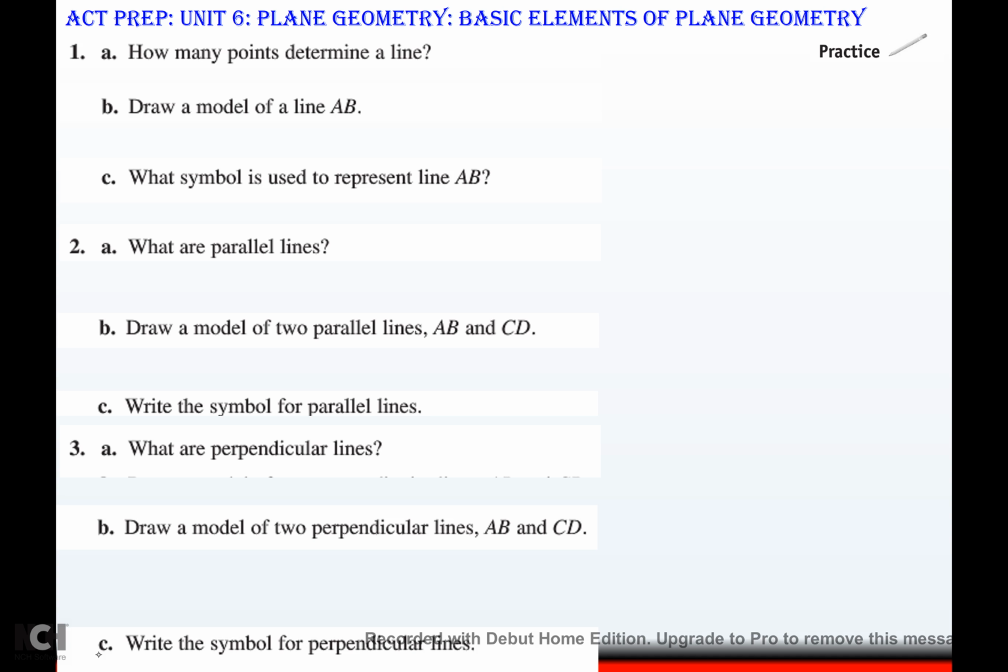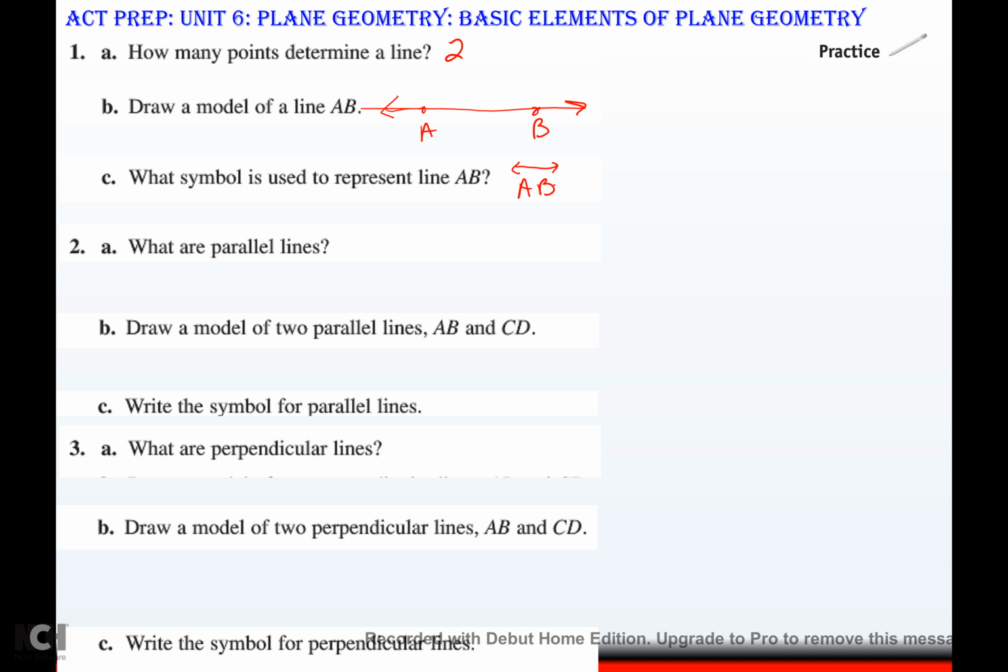Okay? Alright, so to do some little practice problems here, let's see if you learned your definitions. It says, how many points determine a line? 2. It only takes 2 points to determine a line. It says, draw a model of line AB. Well, a line has to have arrows on both ends, and then you put points on it, A and B. And the symbol used to represent line AB is a bar with 2 arrows and AB underneath it.